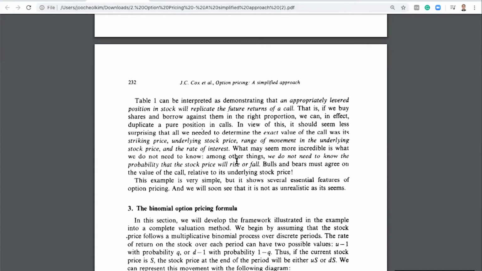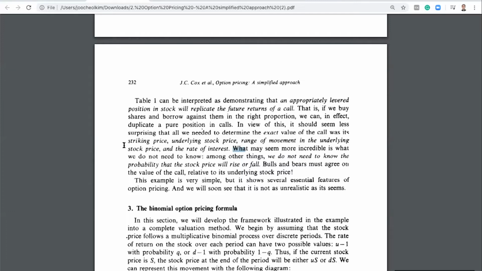And they explain something, and here is one thing. I'm going to read from here. What may seem more incredible is what we do not need to know. We do not need to know the probability that the stock price will rise or fall. Okay. So I did not say anything about the probabilities. I just said the coin shows up head or tail, but it doesn't matter. So whether it's a half or whatever probability, the price must be the same.